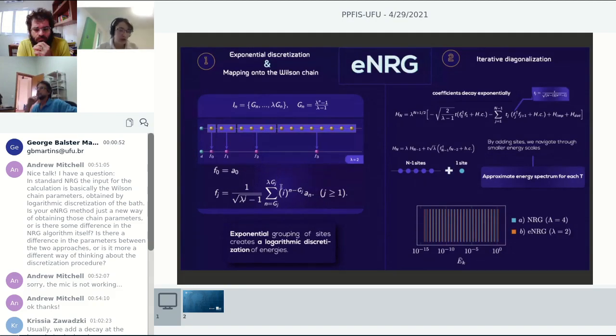But there's no restriction on this complex number here. And we choose this specific complex number so that after we change the basis, we get a chain Hamiltonian with no diagonal terms. This is not necessary, but it is done in analogy to Wilson's chain Hamiltonian, which also usually doesn't have diagonal terms.